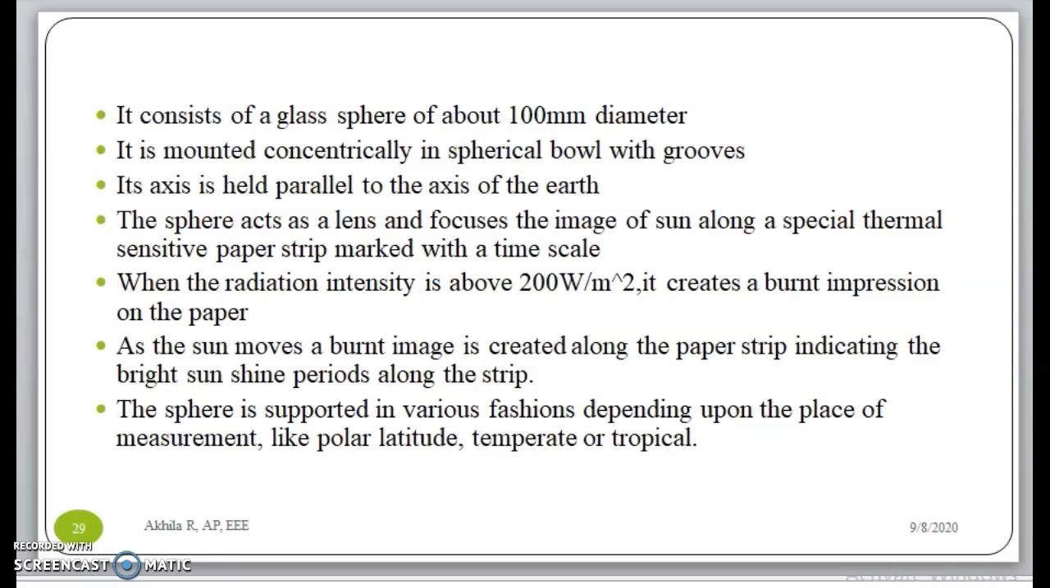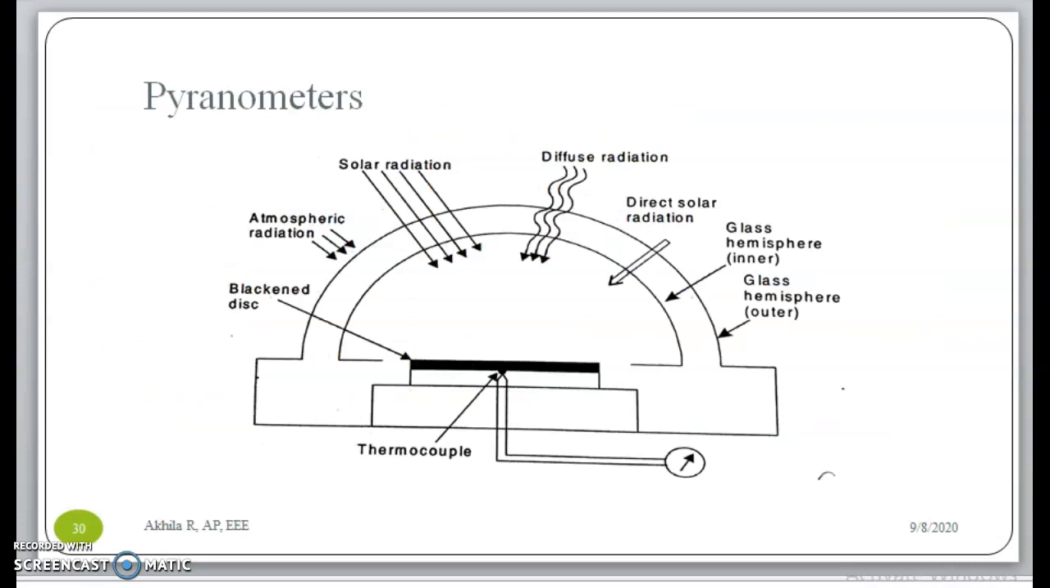The sphere is supported in various fashions depending on the place of measurement, like polar, latitude, temperature or tropical. Okay. Next we go to another meter, which is our pyranometer.